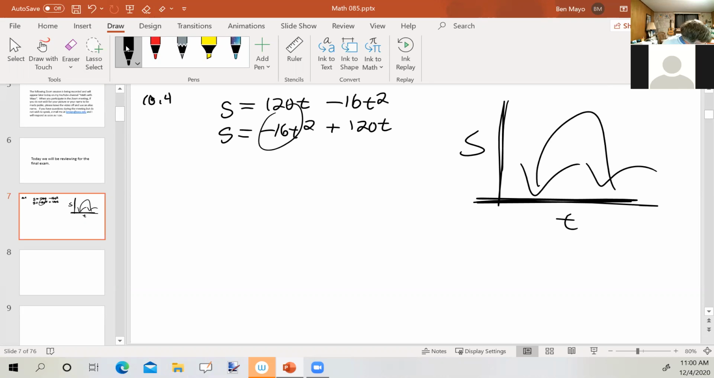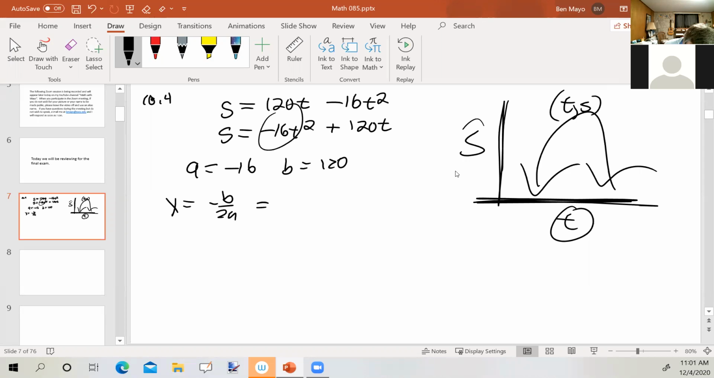It said, how long after being fired, so that's the time, and at what height, that's the height, will the fireworks appear in the sky? So basically, we're looking for the time and the height of the vertex, because the vertex would be the highest point. So A is negative 16, B is 120, x equals negative b over 2a, which would be negative 120 over 2 times negative 16, which is negative 120 over negative 32. And if we take 120 divided by 32, negative divided by negative is positive, we get 3.75.